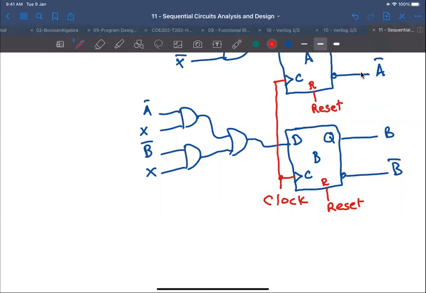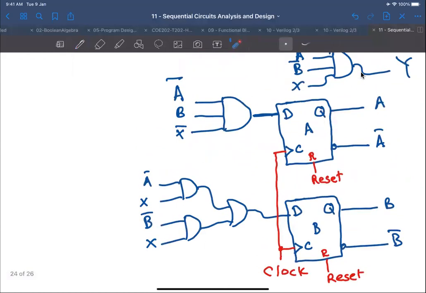So reset logic is important as well. The only difference here is that it is asynchronous, so it doesn't depend on the clock. Whenever this is 1, the content of the memory will be reset to 0. Any question here?